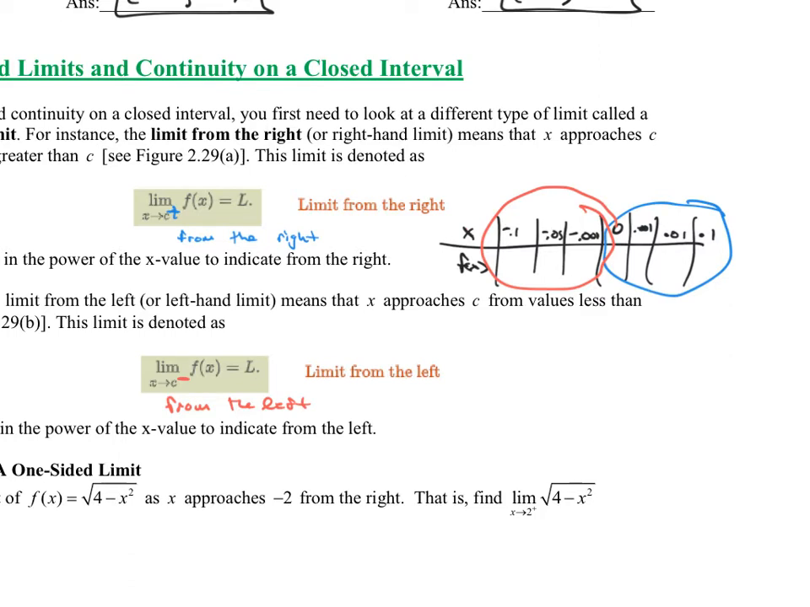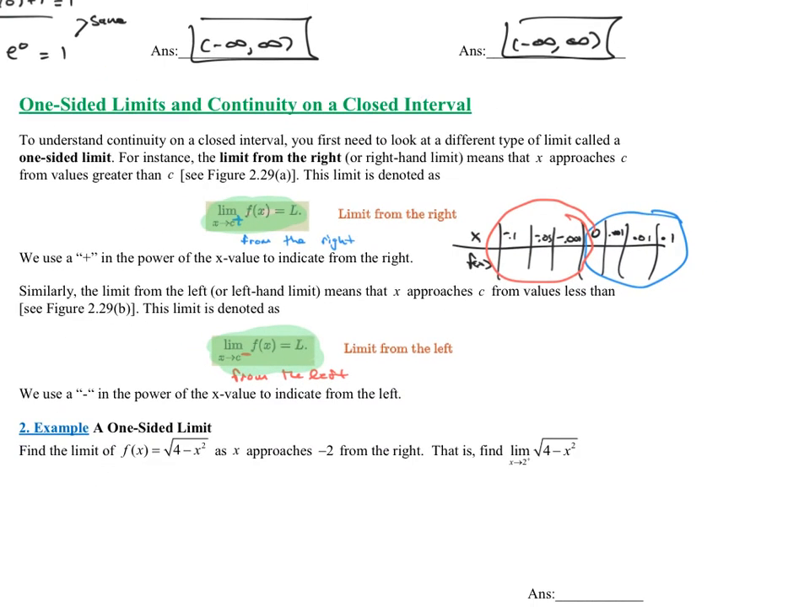We wrote it in English. We literally said, as we come from the left, it approaches this value, or as we come from the right, it approaches this value. Now we just have some nice notation to help us out. It's the limit as x approaches c with a plus means from the right, and the limit as x approaches c with a minus means from the left, okay?